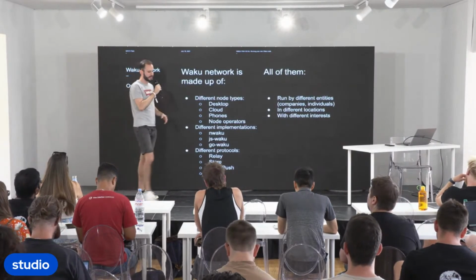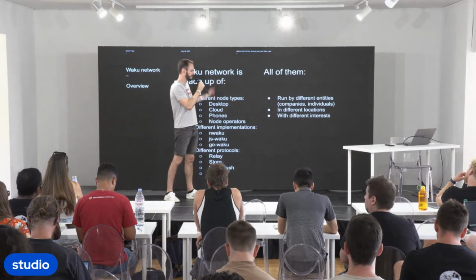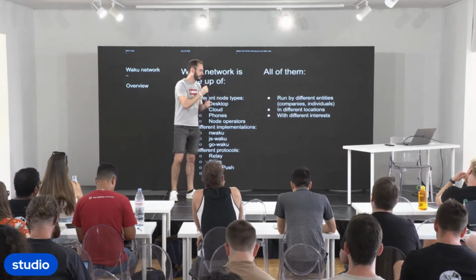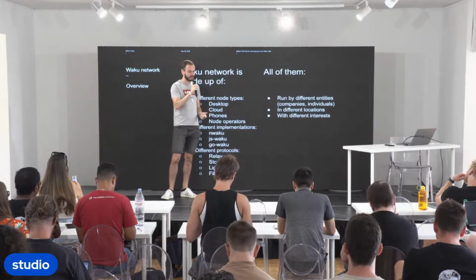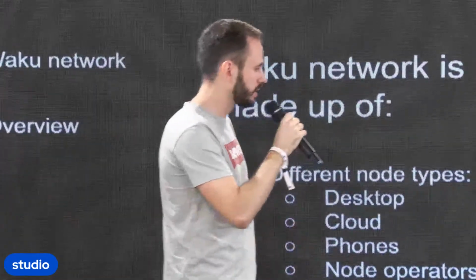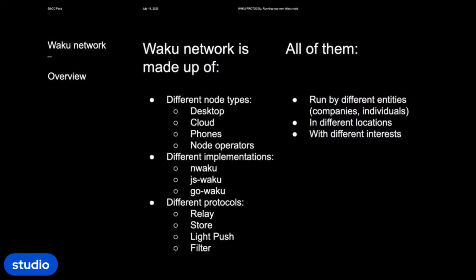And what is the most important, all these nodes are run by people belonging to different entities. They could be companies, they could be individuals, they will be in different jurisdictions and with different interests. This is very important because the risk of collusion would be way less, right? If you have all this variety.